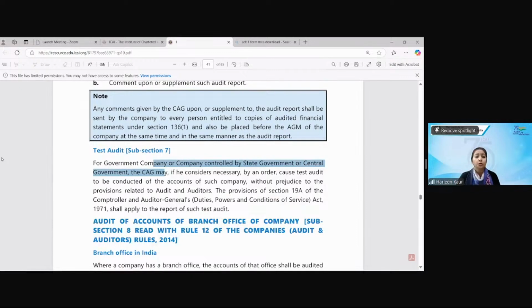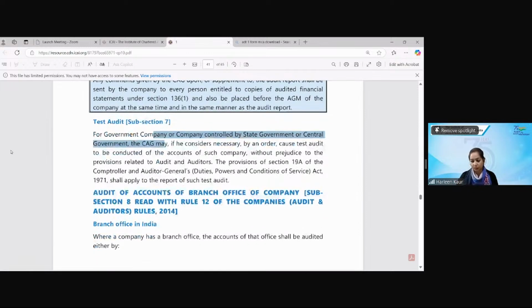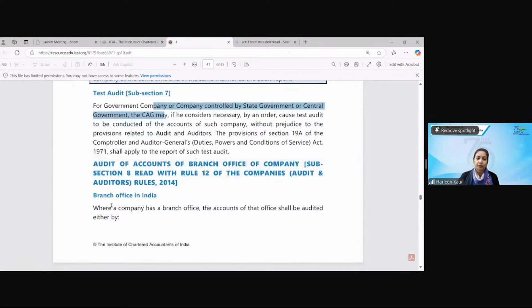We don't have to do the details of test audit. This much of a line is necessary. You can also say test audit. Test audit is to see whether the proper books of accounts are being maintained as covered by section 139, whether proper books of accounts have been maintained or not.